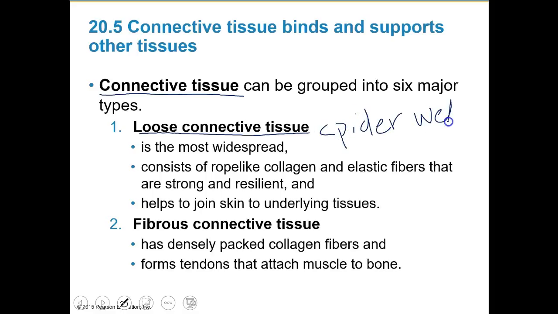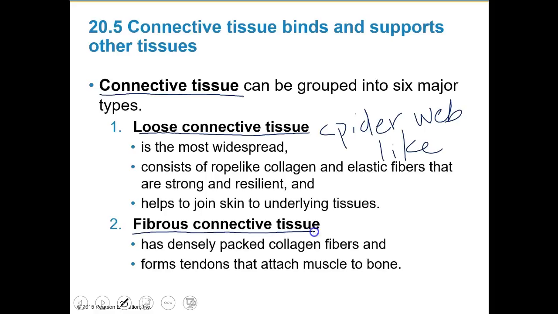For any of you who've ever been part of hunting and cleaned a deer, when you pull the skin off, there's that network of spider web kind of tissues in there. That's loose connective tissue. We're going to see it whenever we do our dissection anyway, so you'll see it.